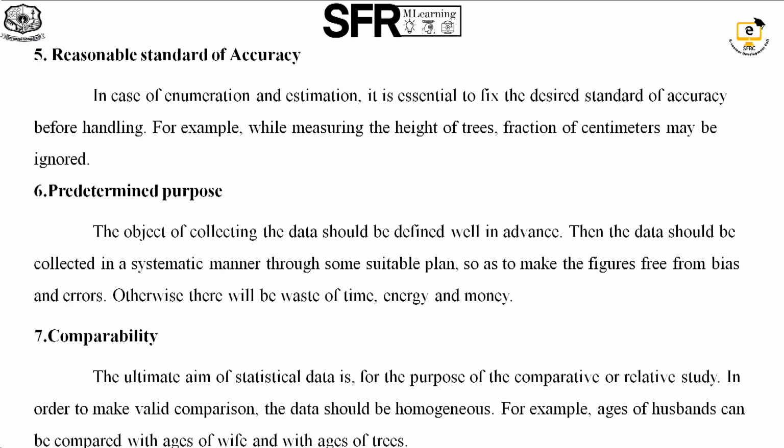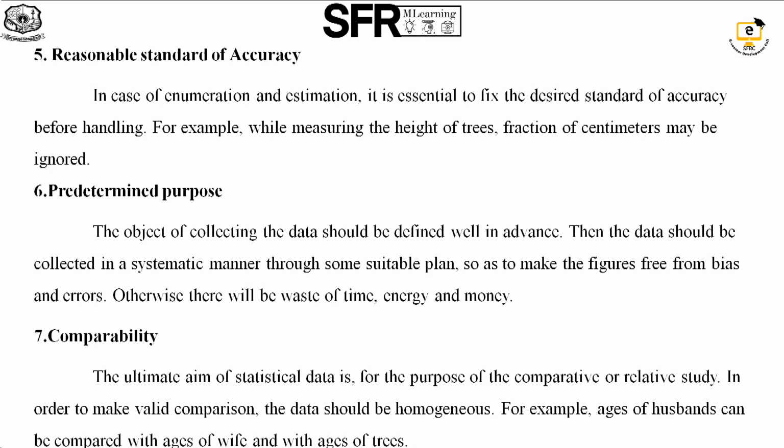The fifth one is a reasonable standard of accuracy. In case of enumeration and estimation, we have to find one single value. That single value gives the standard of accuracy. That means we have to round it off. If we take a height, if it comes to 11.56, we can take 11.5 centimeters. Likewise, the accuracy value is important in a way.